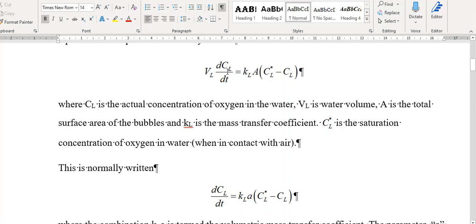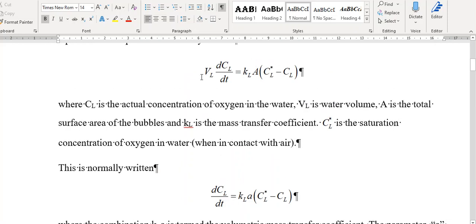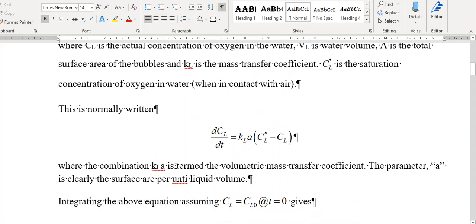So if we divide across by the VL, we get dCL/dt equals KLa times CL star minus CL, where the little a is just the big A divided by the liquid volume. What this means is that we identify this whole thing as a single parameter. We never really try to split the KL and the A and measure them independently. There's no need to, because they always arise together.